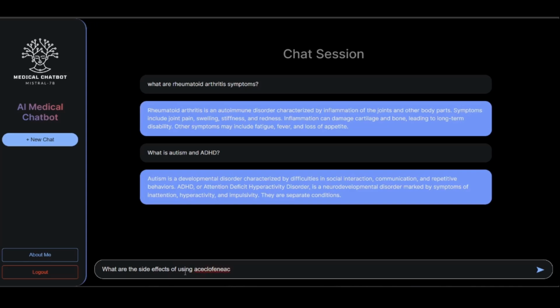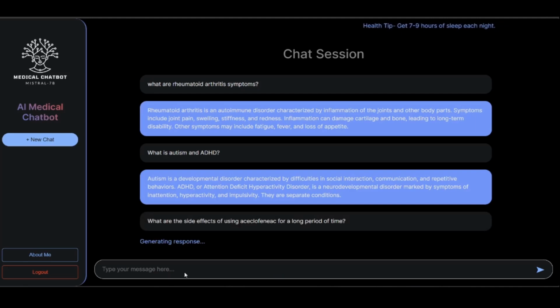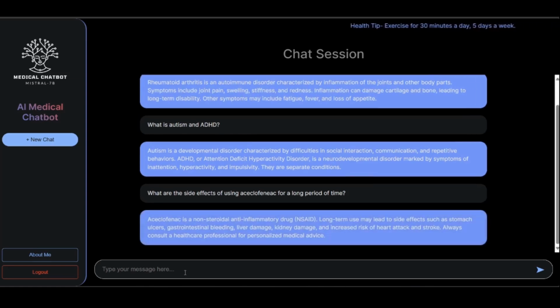And going to the third question, what are the side effects of using aceclofenac for a long period of time? The greater the accuracy we have, the more time it takes to generate the answer because it is going through different documents to summarize and generate a response. There we have the answer for the third one.